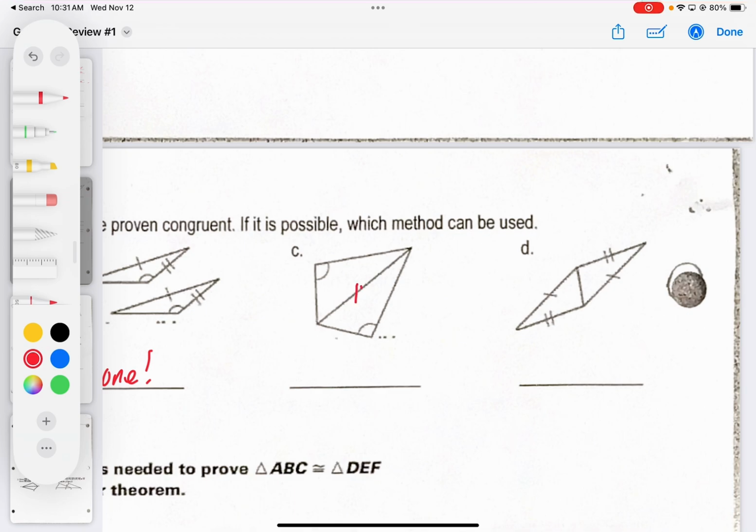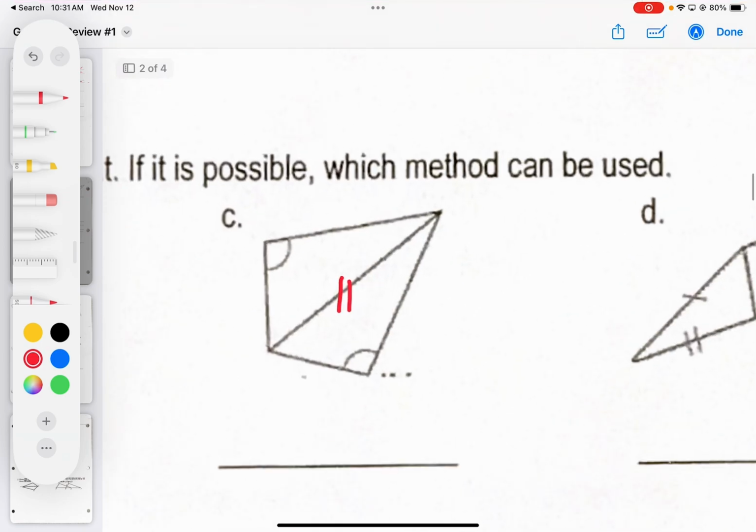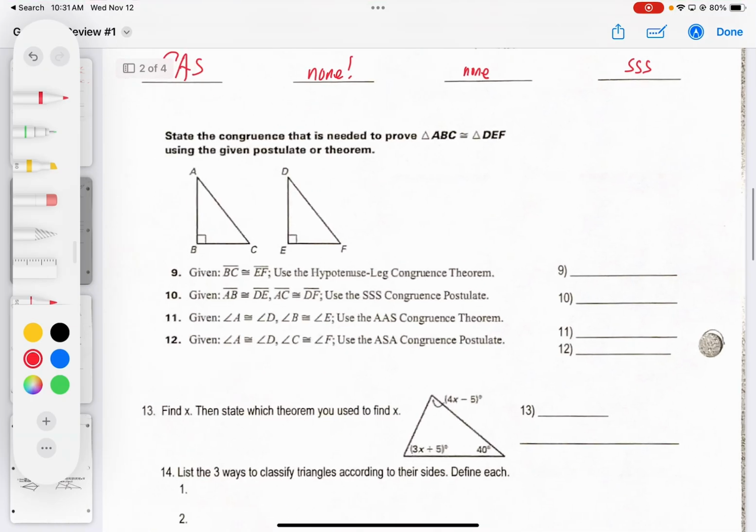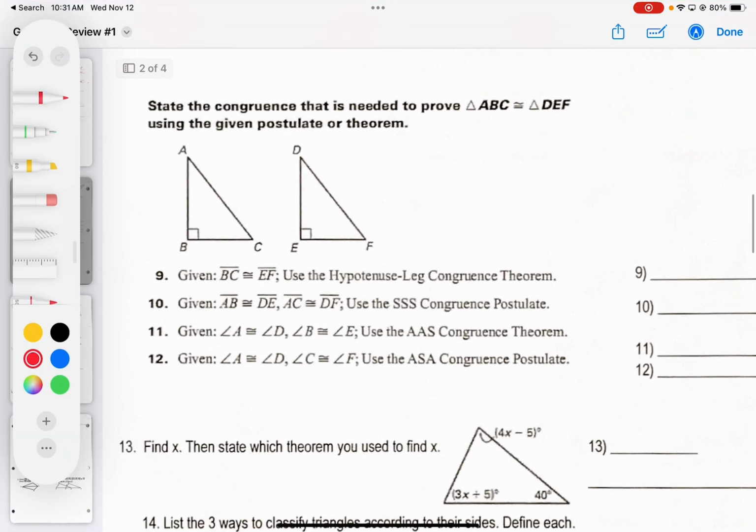Your reflexive side is what you could mark in there. But then it's only 2 pairs of things. It's one side and one angle, and that's not enough. So we'd say none for that one as well. What about D? Good. Side, because you can get that reflexive side down Main Street, and it's going to be congruent.